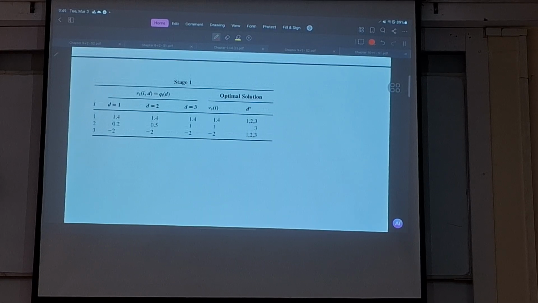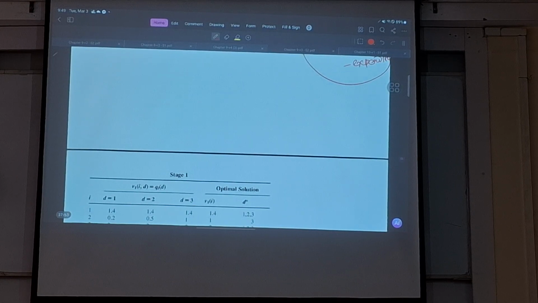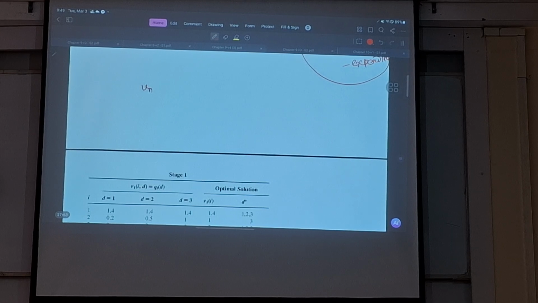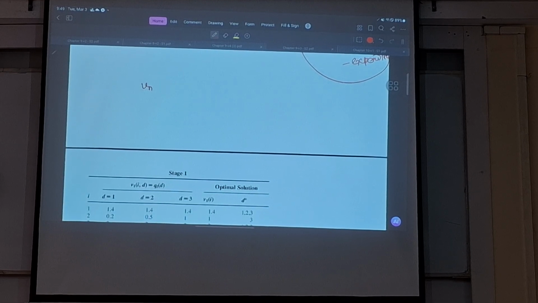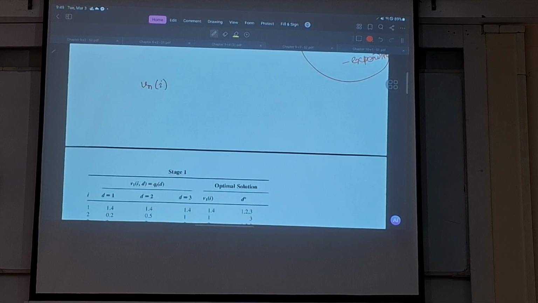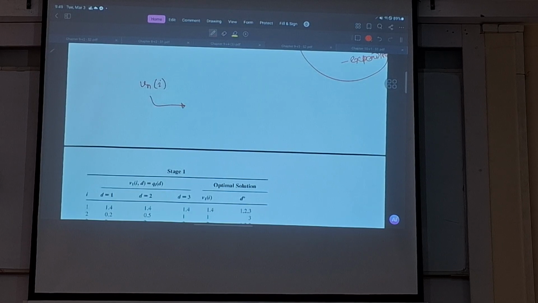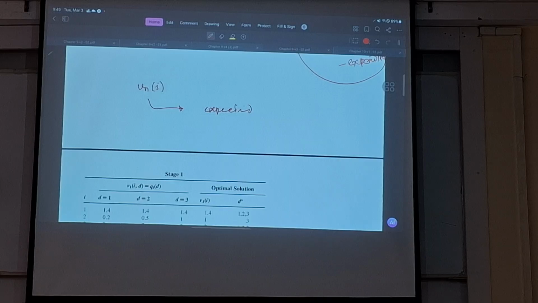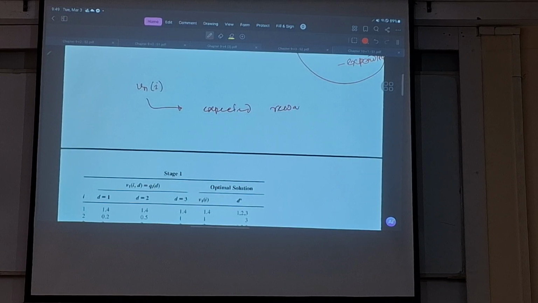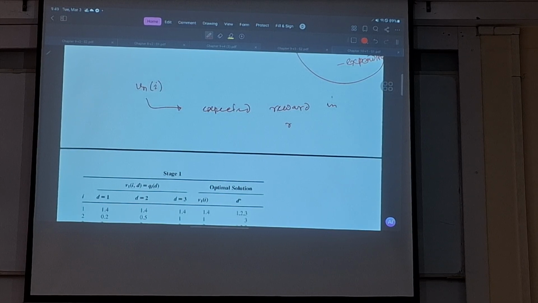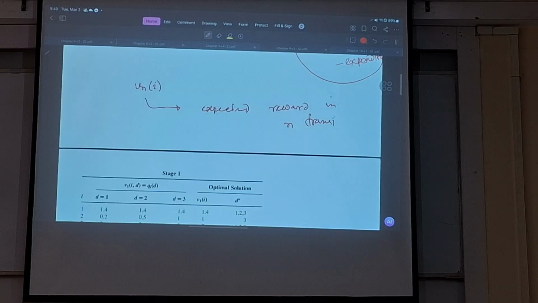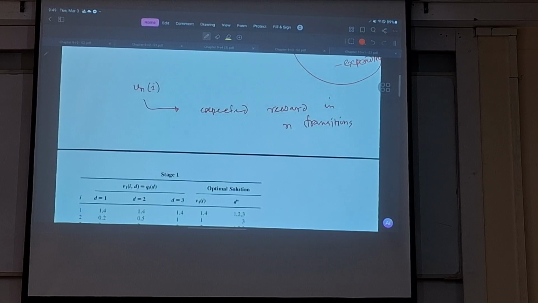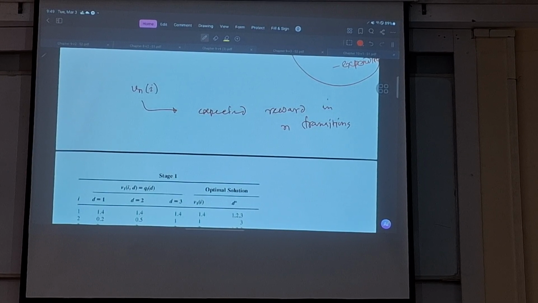What is the purpose of this algorithm? The algorithm aims to find out what? Vn. What is Vn? Here V_i is the expected reward in n transitions. Expected reward in n transitions.